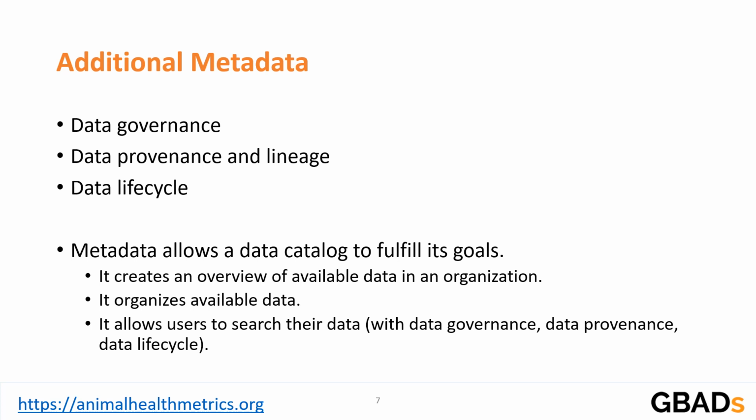It depends on the goals of the data catalog. We can have additional metadata. We can have metadata about data governance, data provenance and lineage, and data lifecycle. As you can see, metadata allows a data catalog to fulfill its goals, such as creating an overview of available data, organizing available data, and allowing users to search their data with data governance, data provenance, and data life cycle.